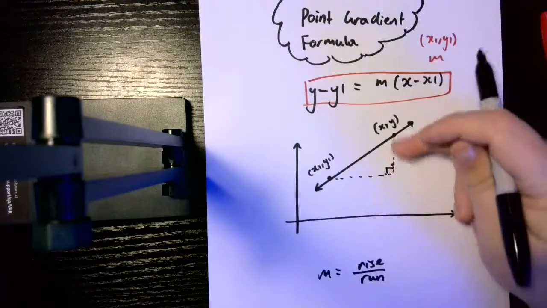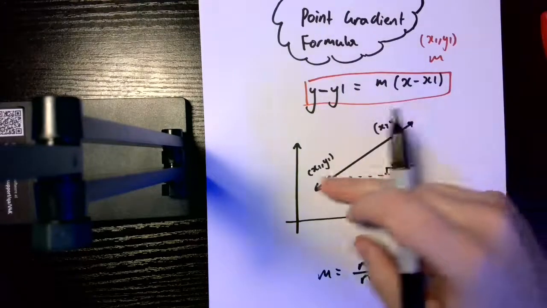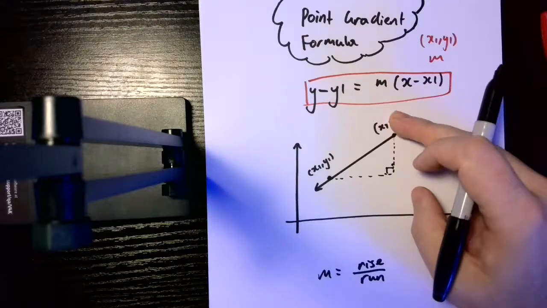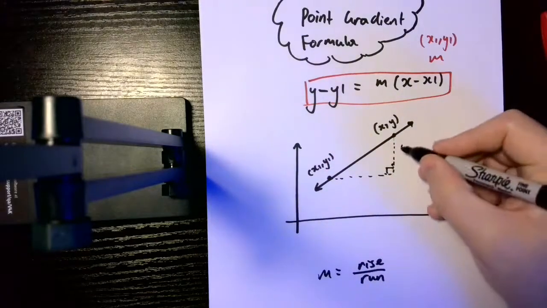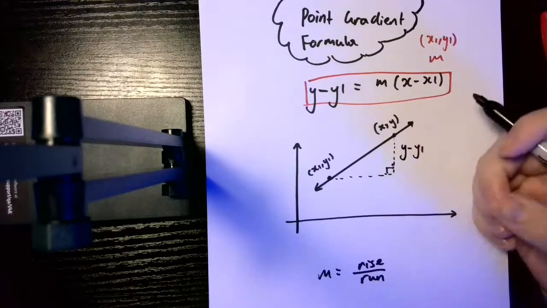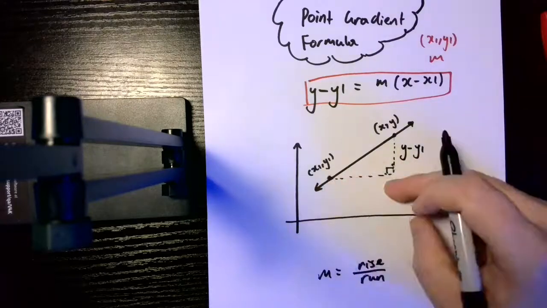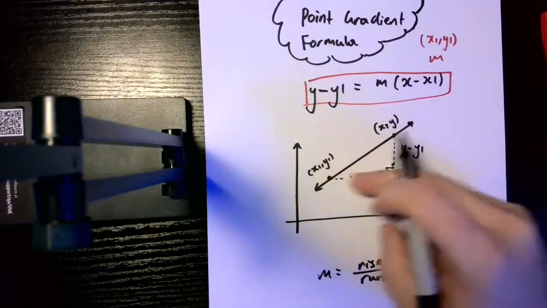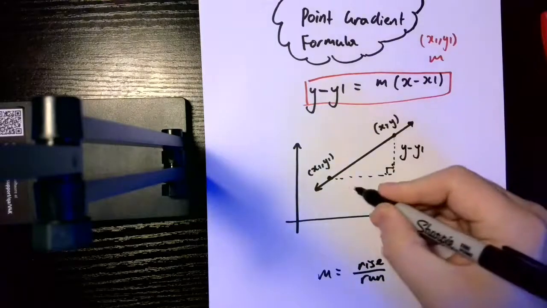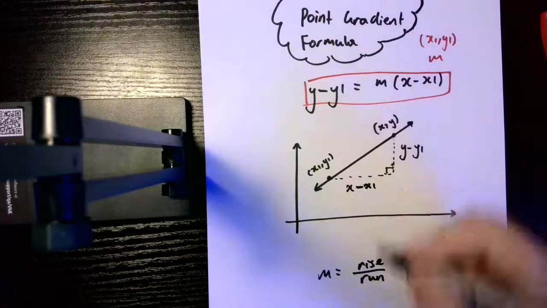Here's my rise, and you'll notice my rise is just the distance from this point to this point, vertically. So that's equal to whatever my general y point is, and I subtract off the y1, so y minus y1. Remember, I'm keeping things general here because I want to make a rule for all of my equations. And then vice versa for my run, that's going to be the distance from here to here, running along here. So I have x minus x1. So here's my rise and here's my run.